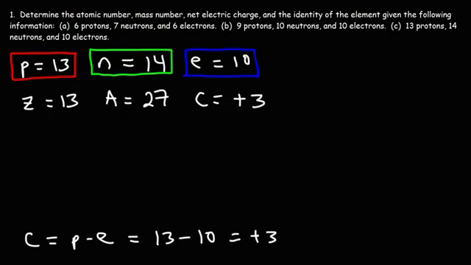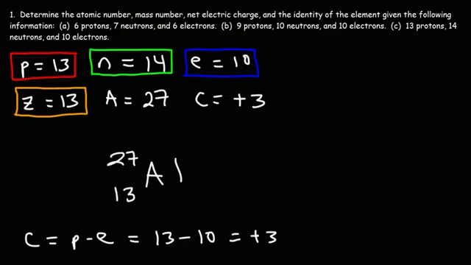Now let's go ahead and identify the element. So looking at the atomic number, which is 13, and using the periodic table, we can see that this is going to be aluminum. Aluminum has 13 protons, and it has a mass number of 27. The charge is 3 plus. So that is the identity of the element for part C. And it's not an atom, but it's an ion, since it has a charge.